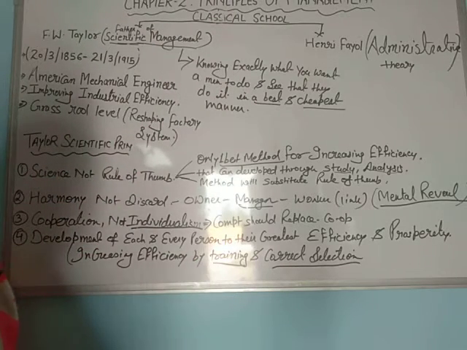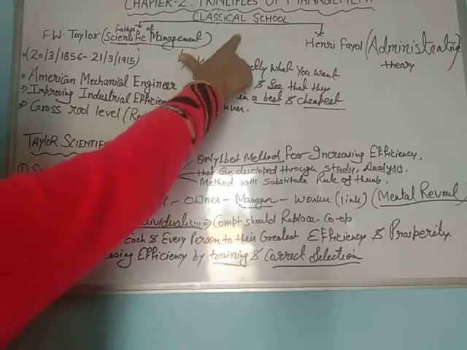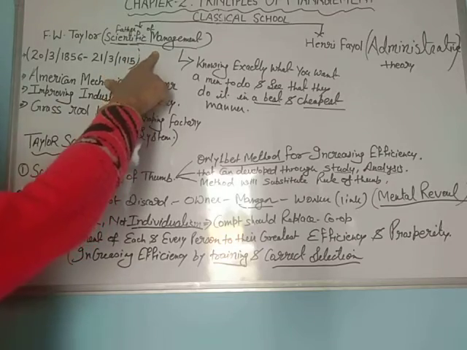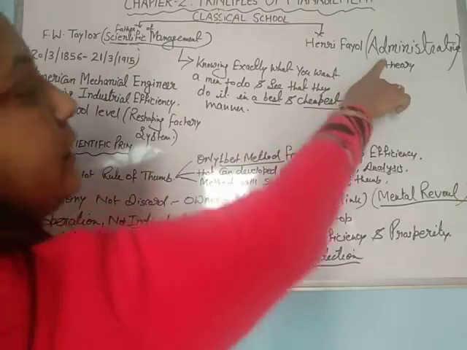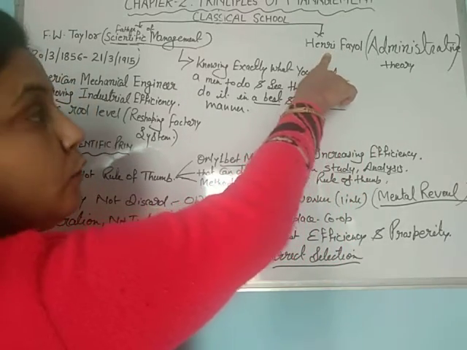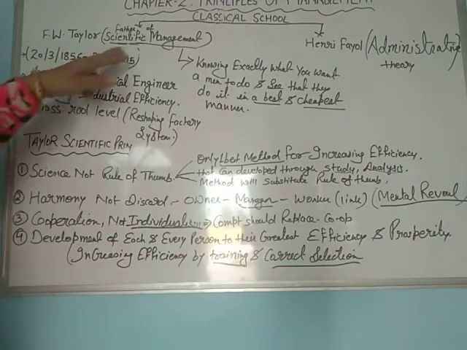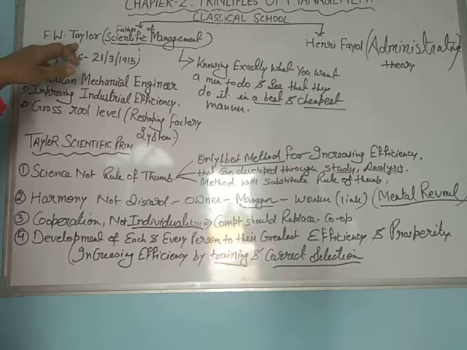In our syllabus, we will be only covering 2 theories of classical school. The rest are not there in your syllabus, right? So the classical school theory was divided into 2 parts. One was scientific management theory and another was administrative theory, right? Administrative theory was developed by Henry Fayol, which we will be covering in our next video. Now, scientific management theory was developed by F.W. Taylor, which we are covering now.